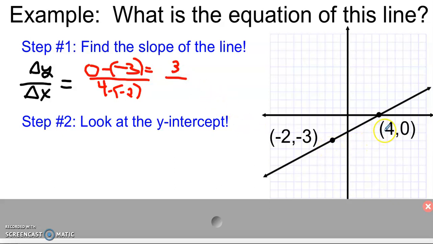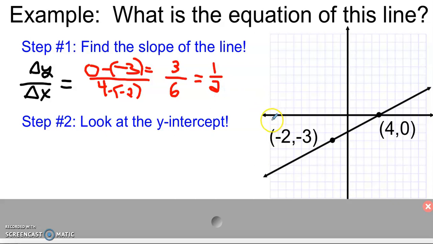And now we're going to do the x. We're going to have 4 minus negative 2. That's the same as 4 plus 2. And 4 plus 2 is 6. So we get 3 over 6 as our slope, and that can reduce to 1 over 2.